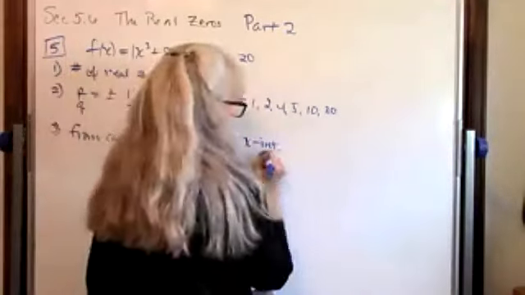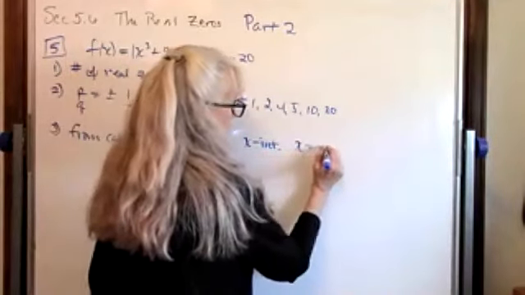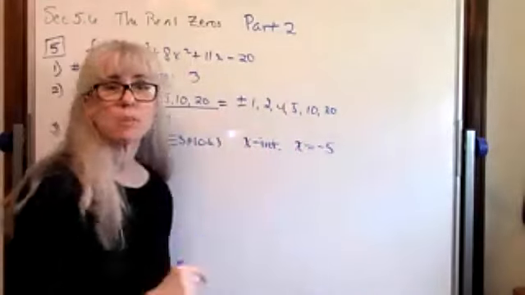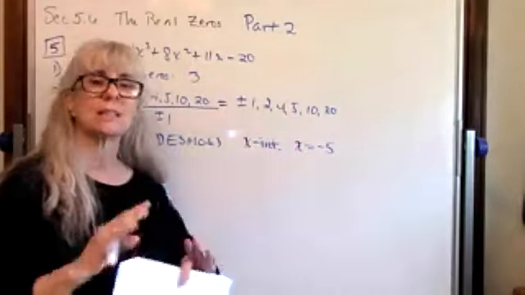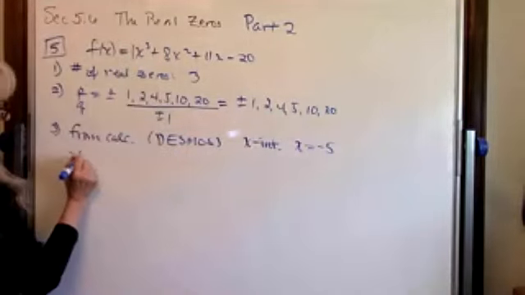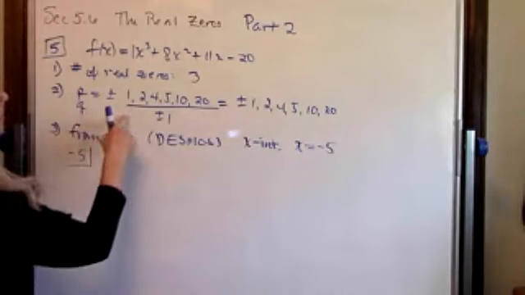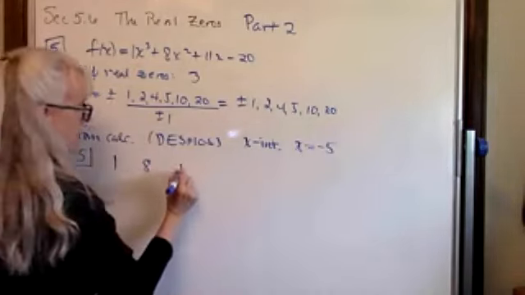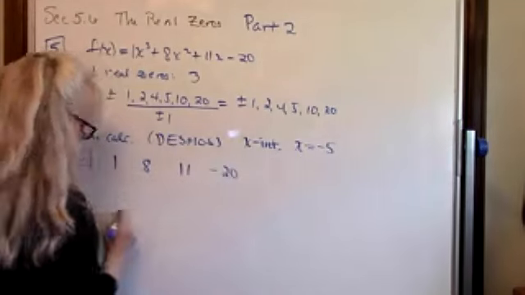So one of the x-intercepts is x equals -5. So we're going to try -5. I could have used any one of them. I'm just picking the one on the left because it's easiest as a class to do that. Okay, so we're going to use the -5 over here, and then we'll pick up our coefficients. So I have the 1, the 8, the 11, and the -20.